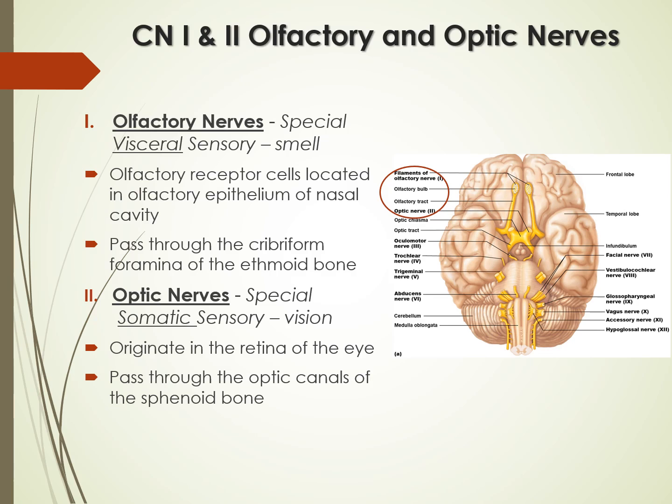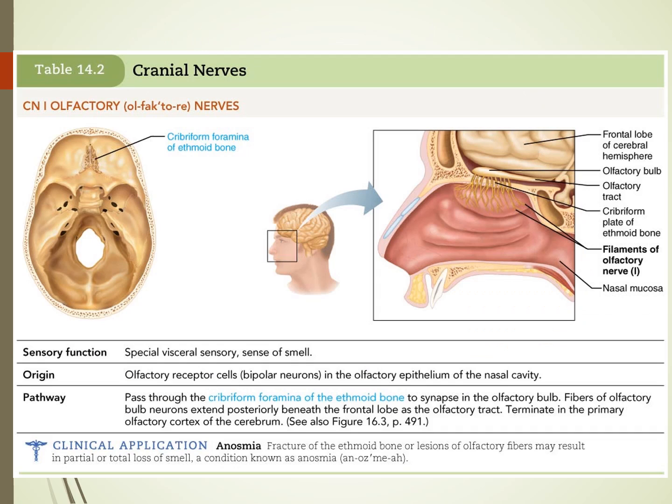And then the optic nerve, right, is a special somatic sense for vision, and it originates in the retina, or the back of the eye, and passes through the optic canals. If you remember, we had two holes in the back of the eye: an orbital fissure and an optic canal. This is where the optic nerve runs through the sphenoid bone.